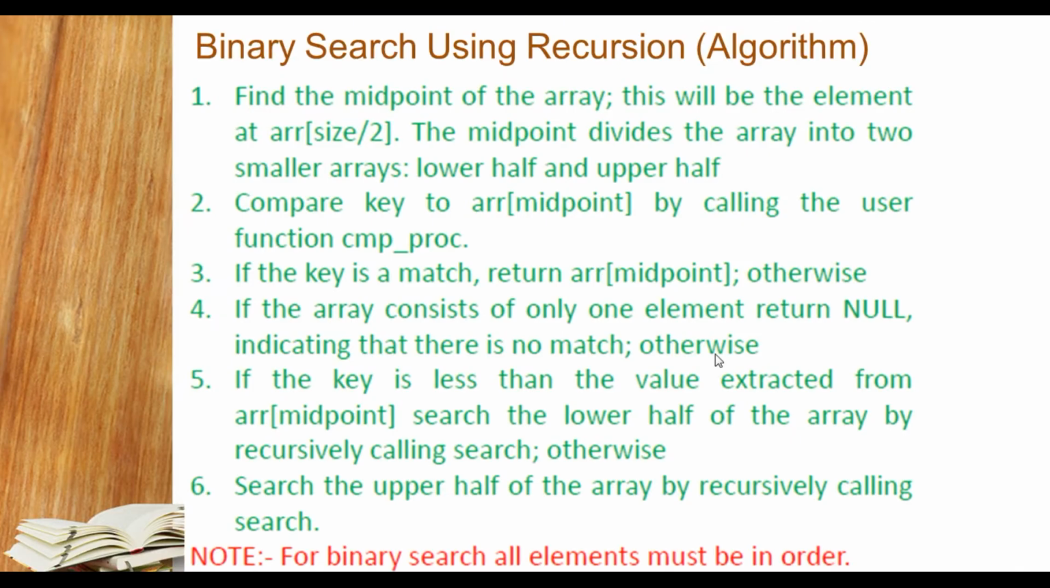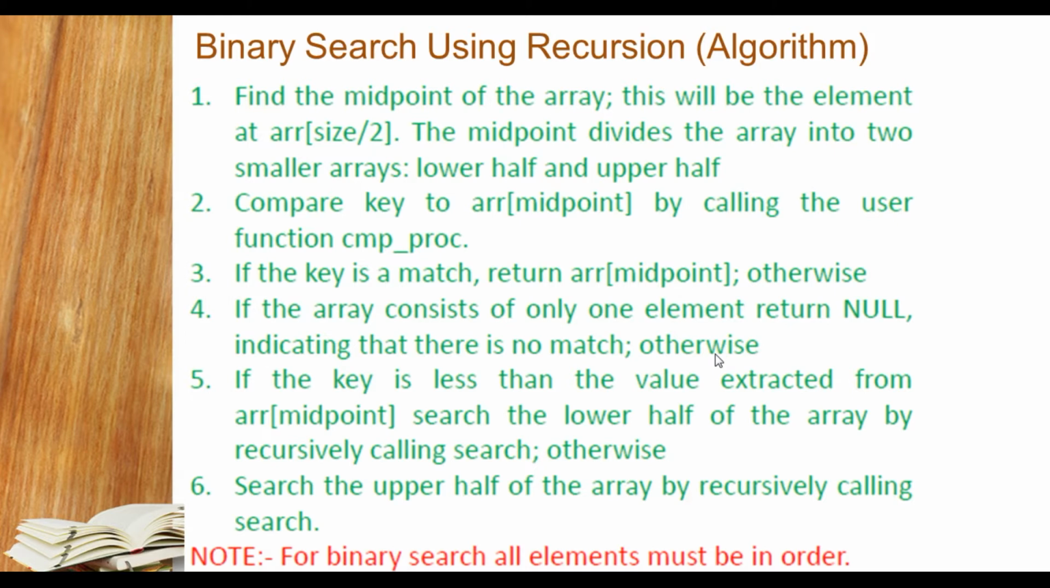So let's begin. Here, student, we are going to understand the algorithm of binary search using recursion first. The first step says: find the midpoint of the array. This will be the array size divided by 2. The midpoint divides the array into two similar arrays, that is the lower half and the upper half. Suppose we have an array of 10 elements, the midpoint will definitely be 5. This 5 will divide the array into two parts, the upper half and the lower half.